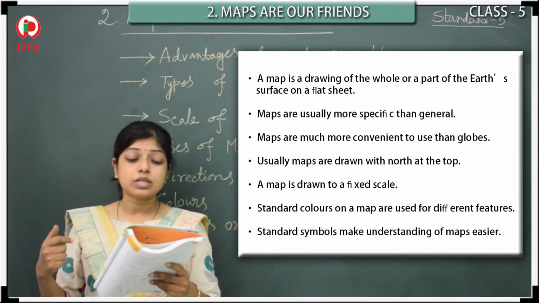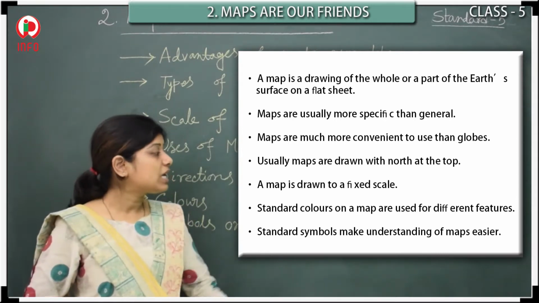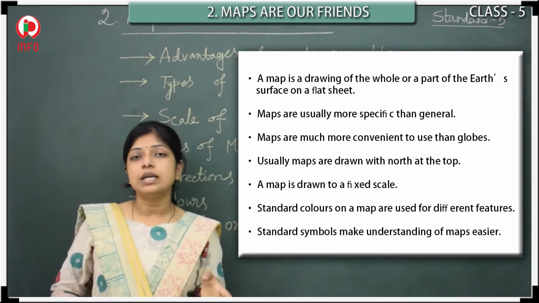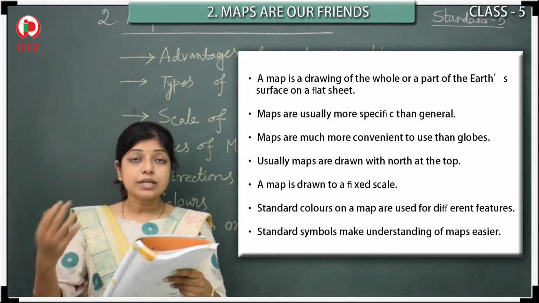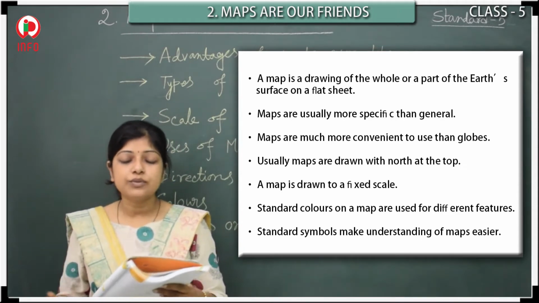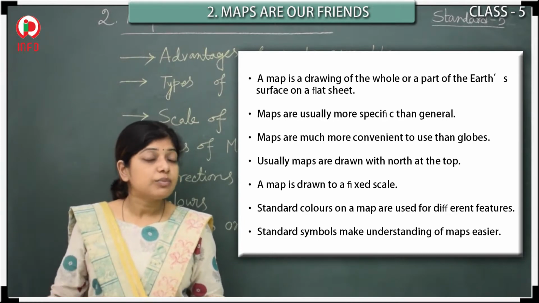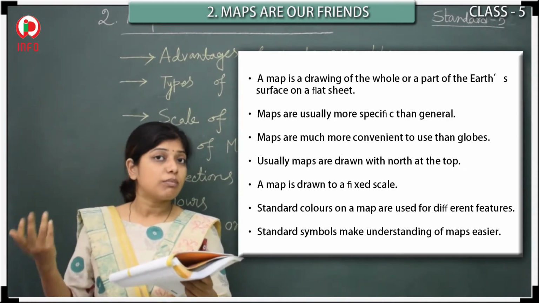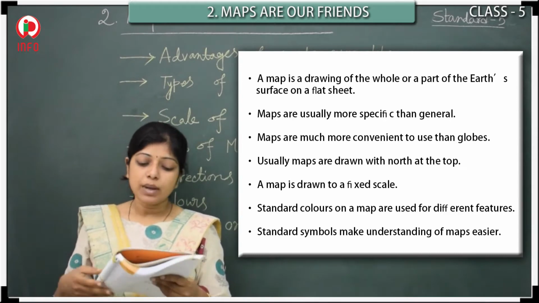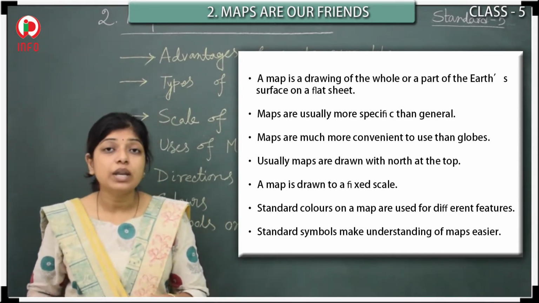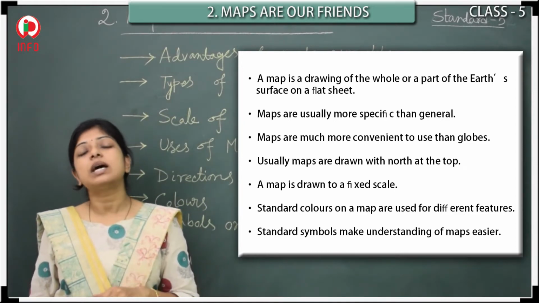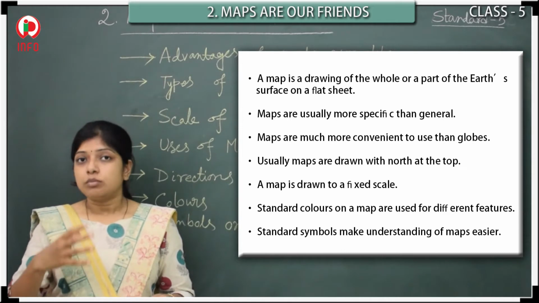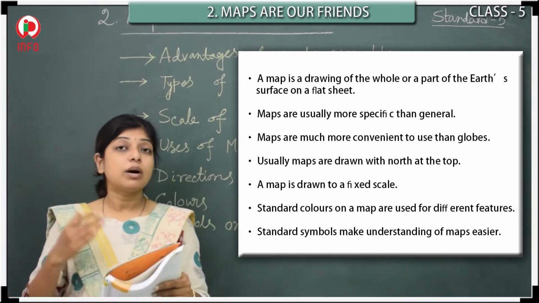Next thing, usually maps are drawn with north at the top. That means this kind of symbol you have to use, you have to keep in mind which direction is indicating which side. Next thing, the standard colors on a map are used for different features. I have told you that the different features should be drawn by applying different colors. Otherwise, we may mislead. Standard symbols make understanding of maps easier. When you use the standard symbols, at that time you will understand the different things of the map, different landmarks of the map. So these are all about this lesson.